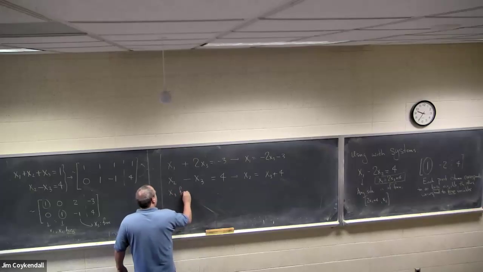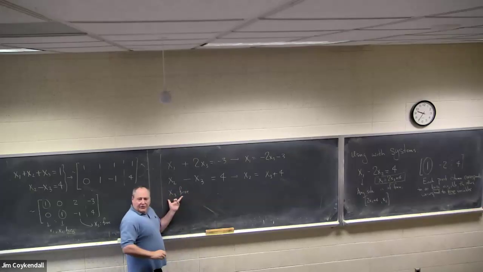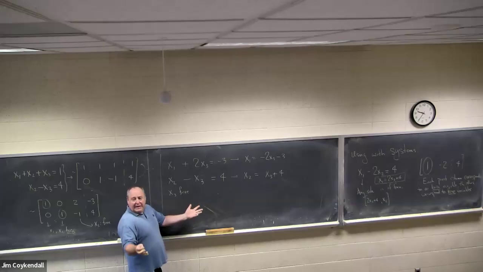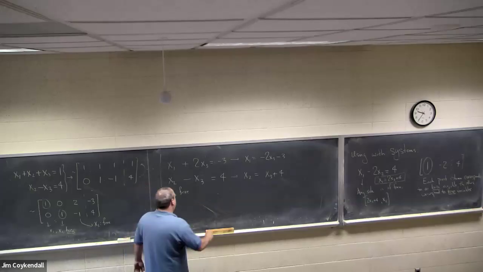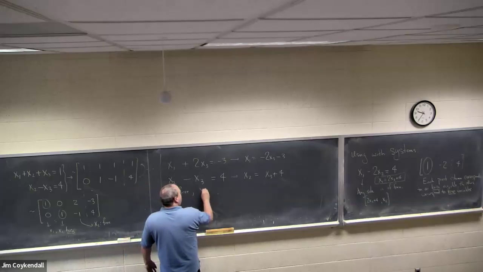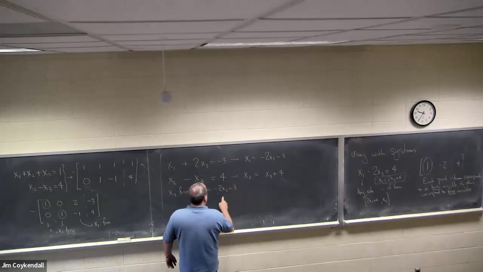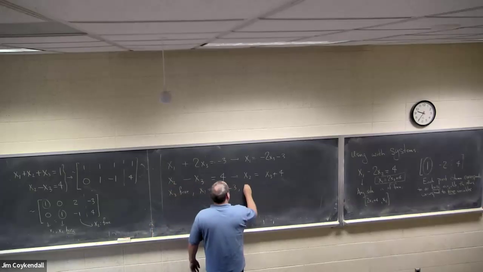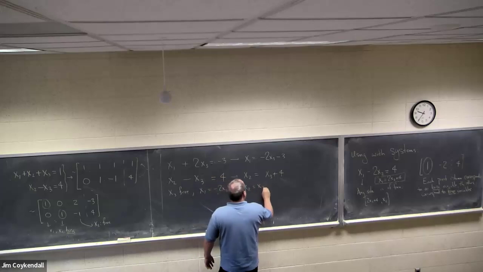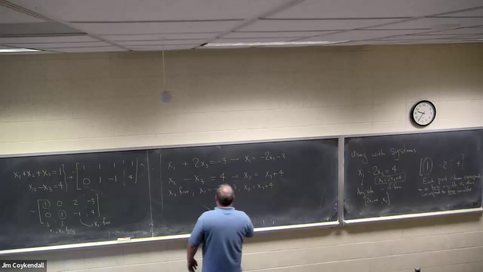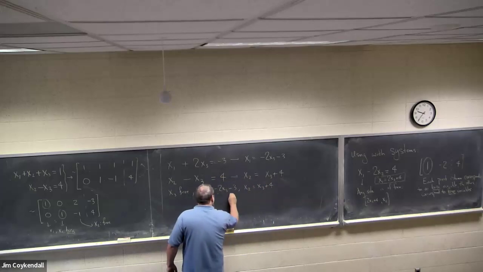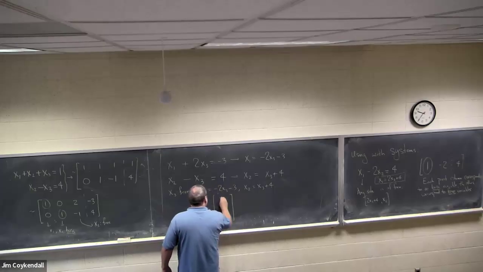x3 is free. And when I say that, I mean I can pick it to be anything I want, whatever number you want to plug in. And once that choice is made, the next one is -2x3 minus 3. The choice of x3 helps me here. And x2 is x3 plus 4. And so I might write the solution this way. So we'll get used to this notation.